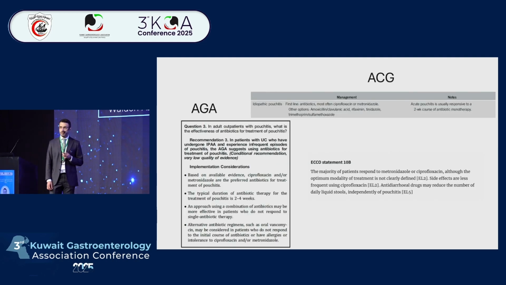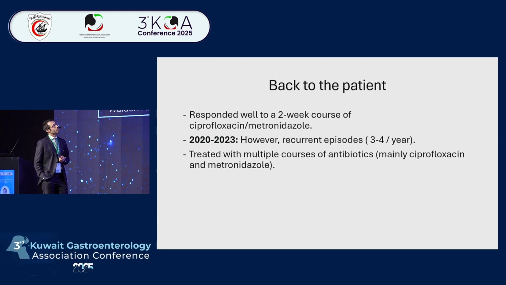Because the majority of the evidence we have is for ciprofloxacin. The ECCO guidelines recommend ciprofloxacin and metronidazole for 2 weeks. The majority of patients do well on metronidazole or ciprofloxacin, with fewer side effects with ciprofloxacin. ECCO also recommends you can use antidiarrheal medications such as loperamide. The AGA recommendation is the same: ciprofloxacin or metronidazole for 2 to 4 weeks. The combination approach may be more effective than a single agent, and the alternative therapy is oral vancomycin. So all bodies agree on this. She responded well to a 2-week course of ciprofloxacin and metronidazole.